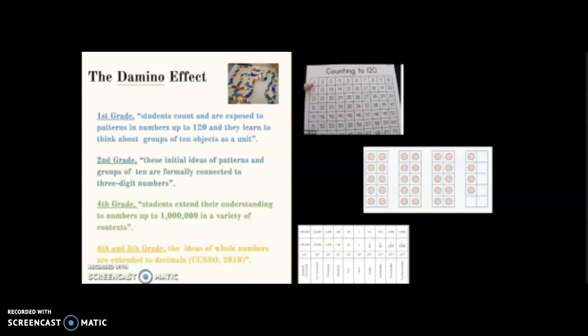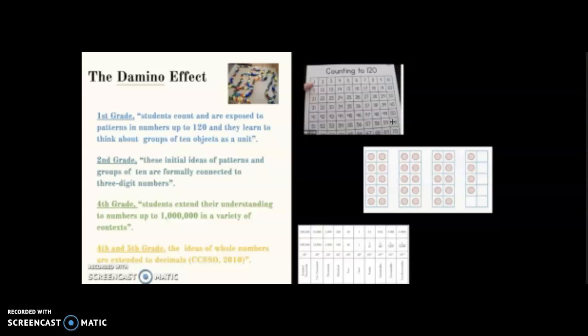In first grade, students count and are exposed to patterns and numbers up to 120, and they learn to think about groups of 10 objects as a unit. Right here we have what we would typically see, a counting sheet from 1 to 120. They start from 1 and count all the way to 120, or the teacher would have the students write the numbers, cross out the boxes, or color in the boxes, whatever it takes to get their attention and focus.